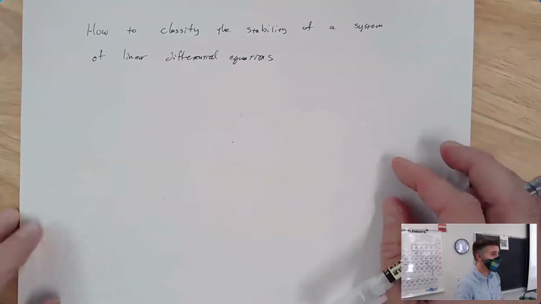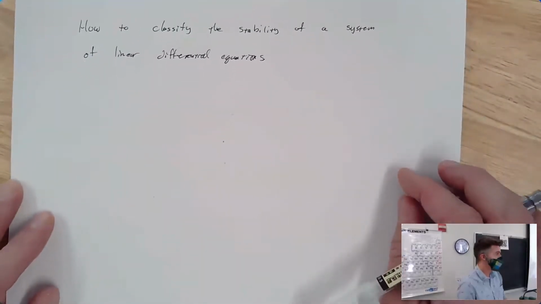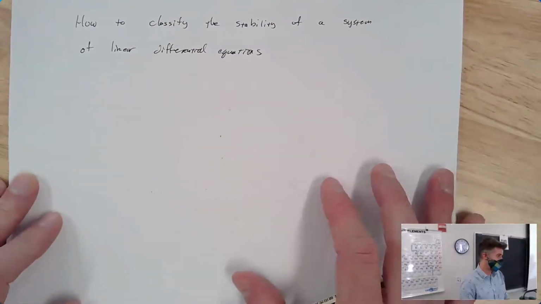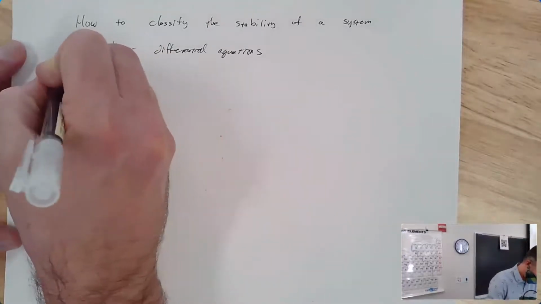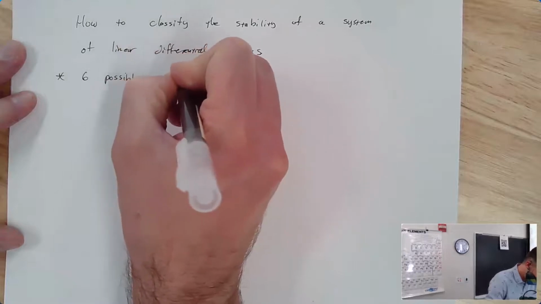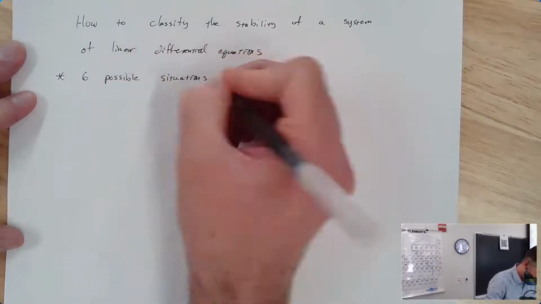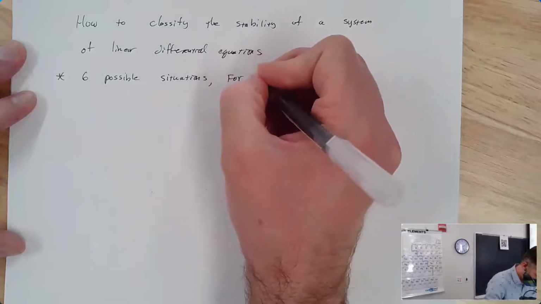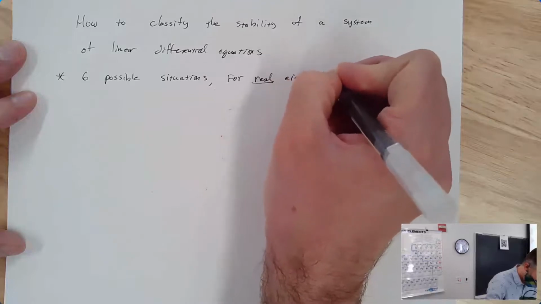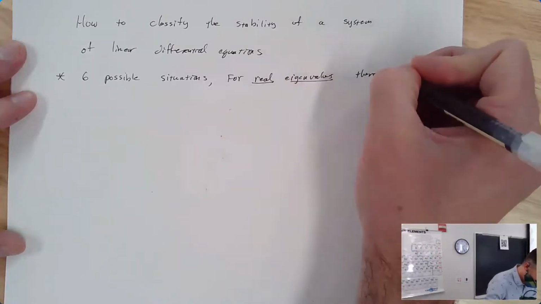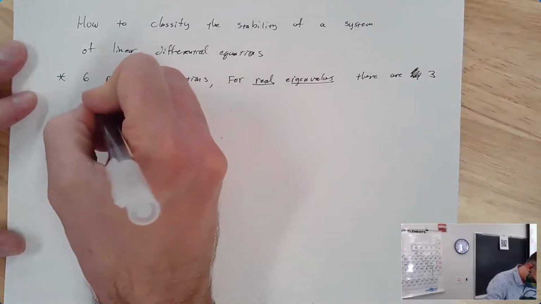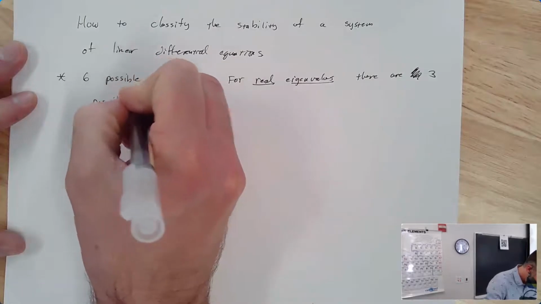There are 6 possibilities in general. 3 if the eigenvalues are real, and another 3, which we're not talking about today, where the eigenvalues are complex. So there are 6 possible situations. And then for real eigenvalues, there are 3 possibilities. We have seen each of them.